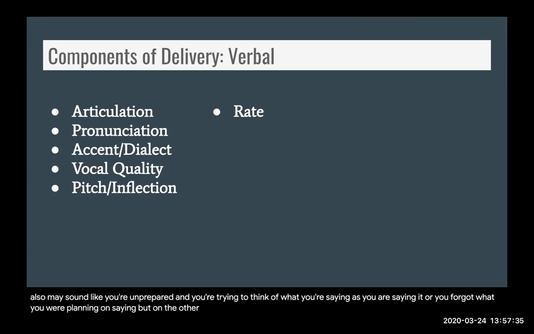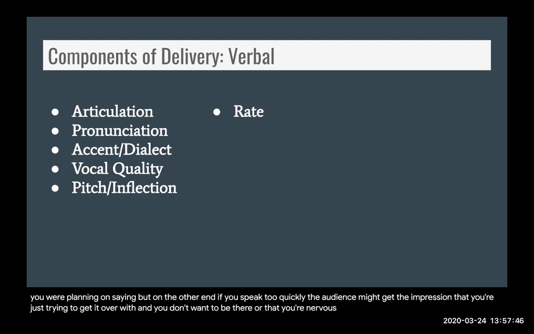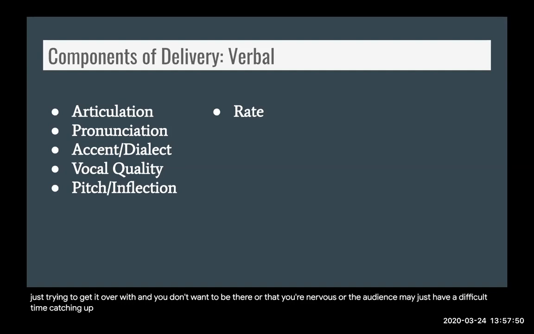But on the other end, if you speak too quickly, the audience might get the impression that you're just trying to get it over with and you don't want to be there, or that you're nervous, or the audience may just have a difficult time catching up and comprehending what you are saying. Your audience needs time to digest information, so plan on having pauses in your speech.